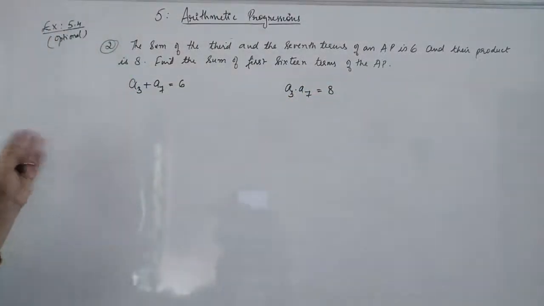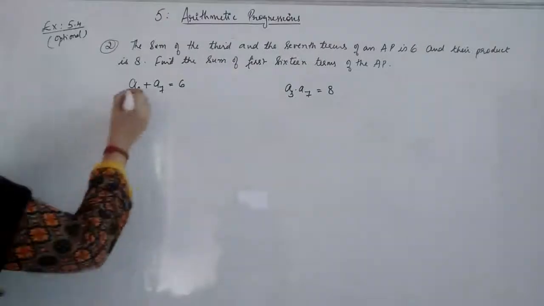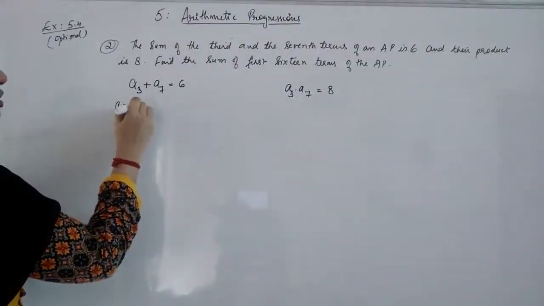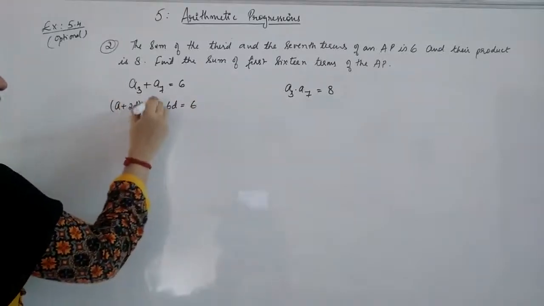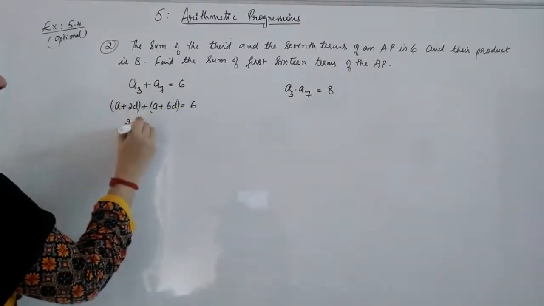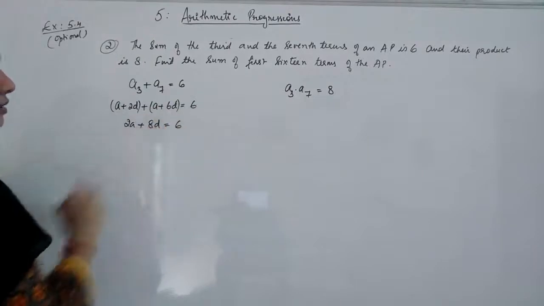So from here we will find out the values of A and D. Okay. So what is this? This is A plus 2D plus A plus 6D is equal to 6. Right? So you will get 2A plus 8D is equal to 6.